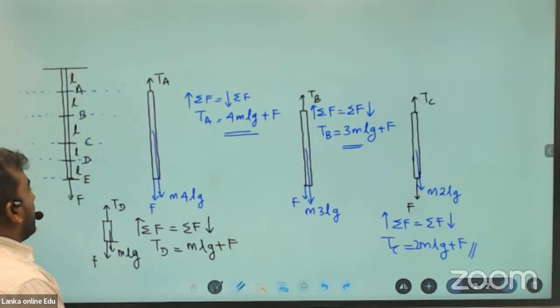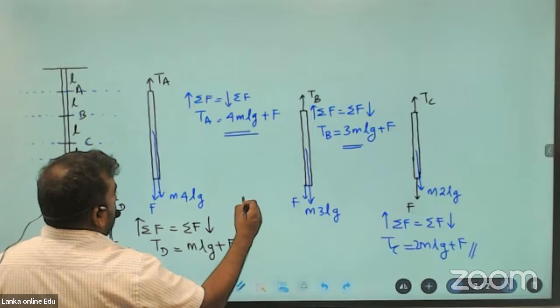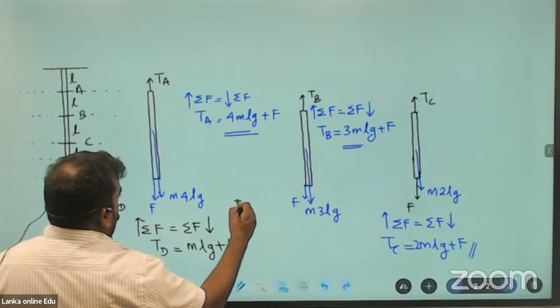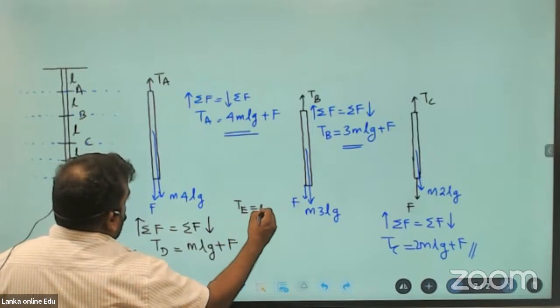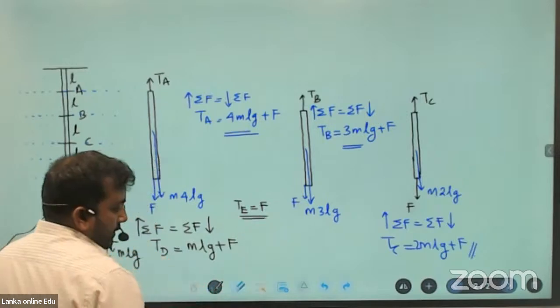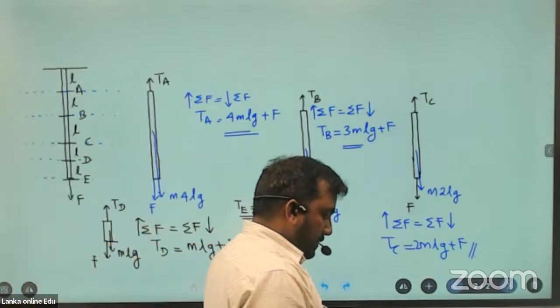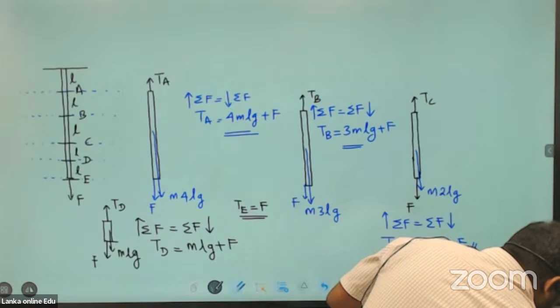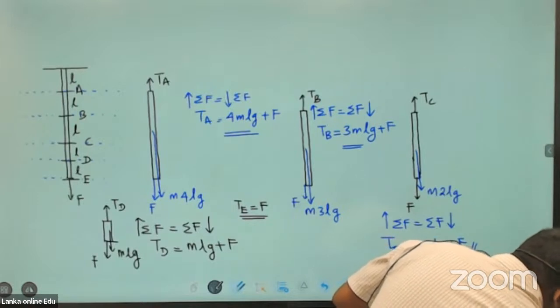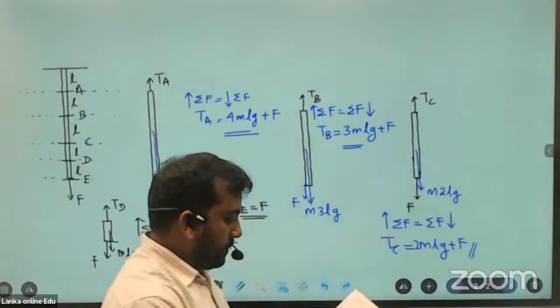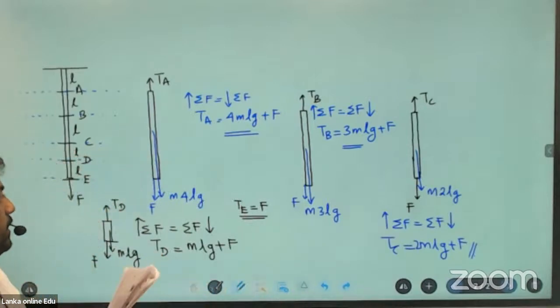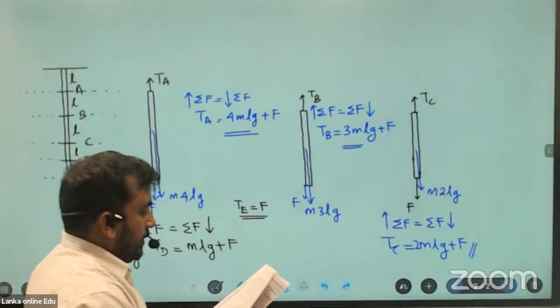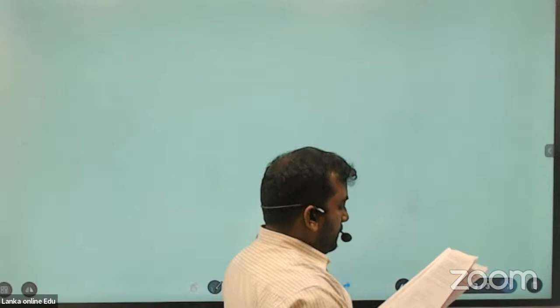What about tension at E? At E, there is no weight underneath it. So tension at E will be equal directly to F. Okay. Tension at E is equal to F. Right? There you go. Part A done and finished.